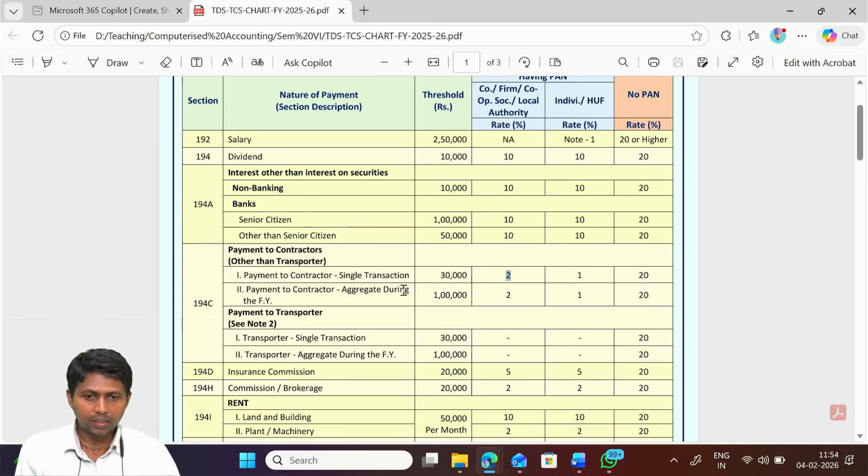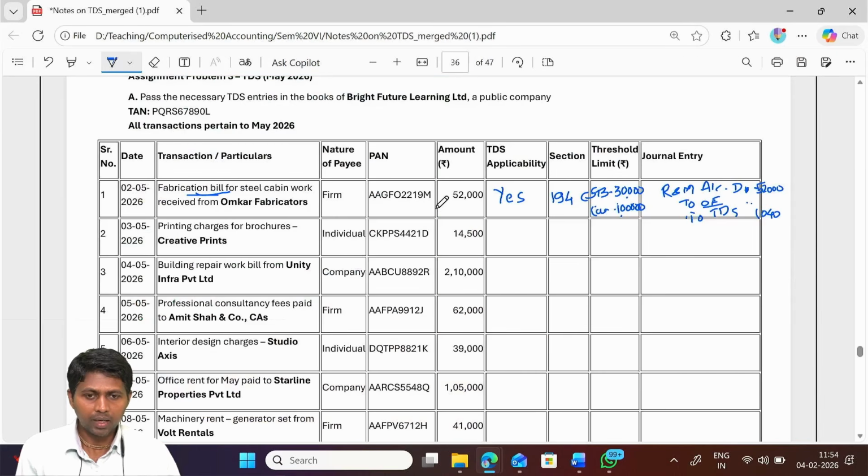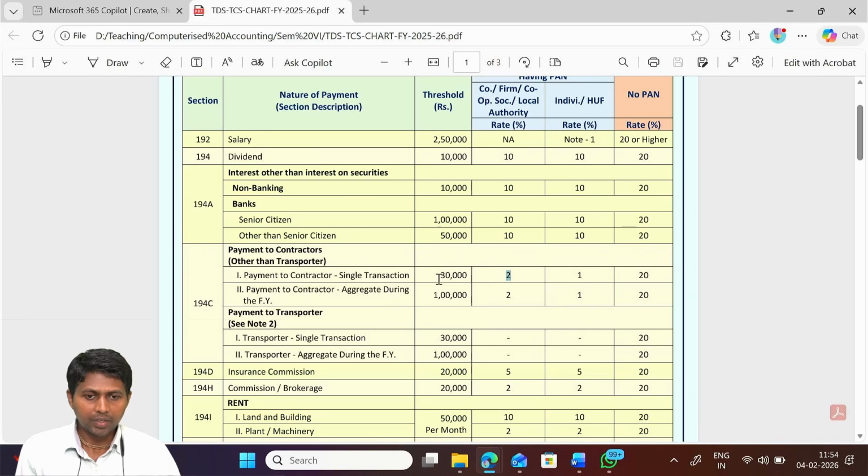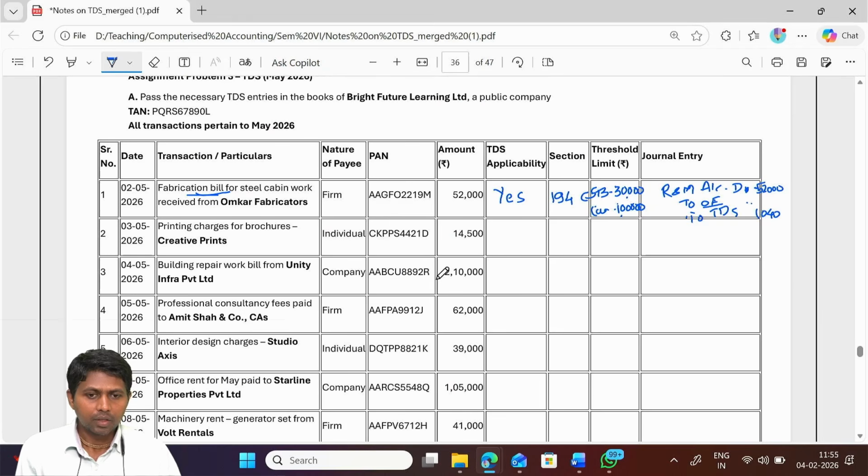Now, for the contract related section, we have 194C. If you read it, you will come to know the limits and everything. Then read the amount and compare it with the threshold limit. If the transaction amount is more than the threshold limit, then write TDS applicable yes, then copy and paste the section, write those limits, and then finally the entry.